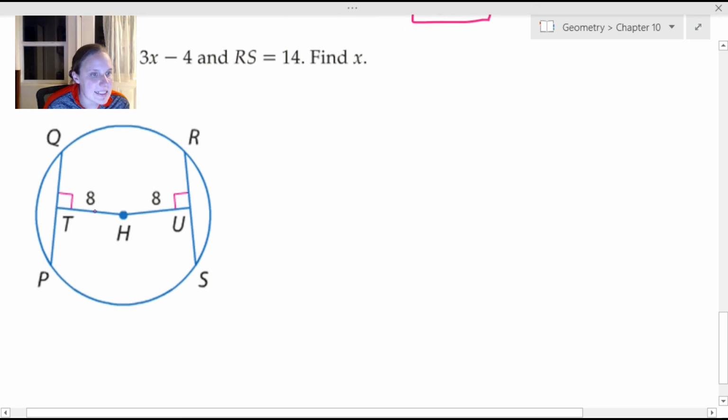We know that TH and HU are congruent. So what are we going to know about QP and RS? If you said that they're congruent, props. PQ has to be equal to RS if these two things are the same. So now I'm just going to substitute in what I know. 3x minus 4 has to be equal to 14.